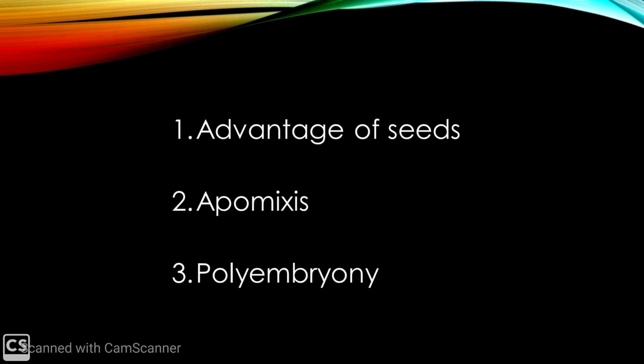In the next lecture, we will be covering the remaining topics of this chapter, that is, advantages of seeds produced in angiospermic plants, apomixis and polyembryony. I hope you have understood all the events taking place in the sexual reproduction in a flowering plant.